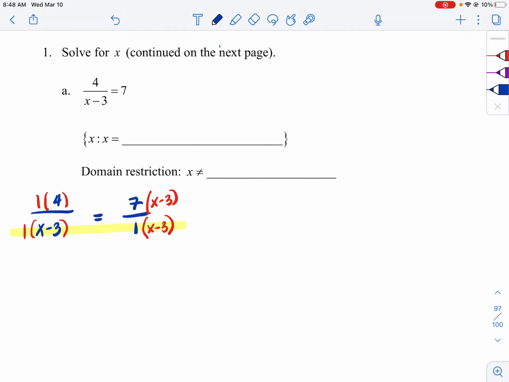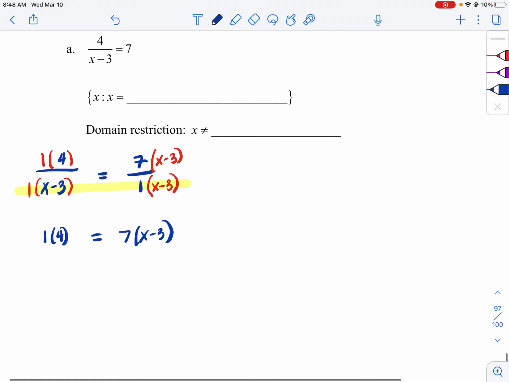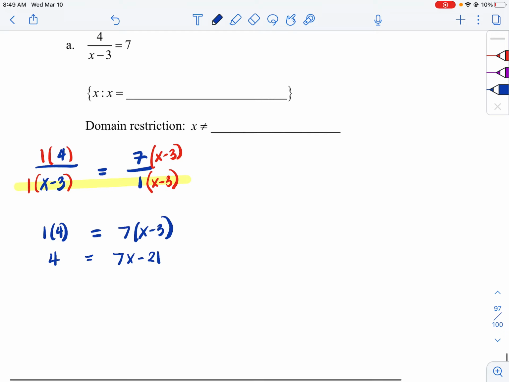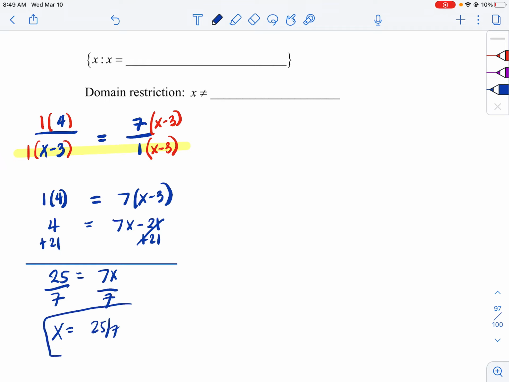So on the top, I have 1 times 4 equals 7 times x minus 3. I'm going to solve for x so that they're equal to each other. 1 times 4 is a 4. And I'm going to have to distribute the 7. So 7x minus 21. Then I combine the numbers, so plus 21 on both sides. That will give us 25 equals 7x. Divide by 7, and we have x equals 25 over 7.